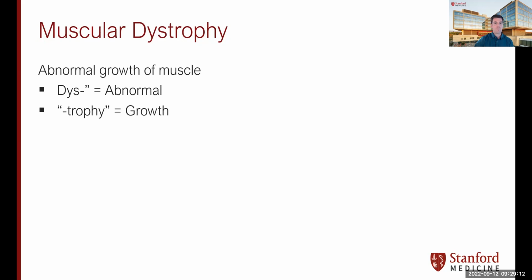Yeah. So that's exactly right. So y'all got it right on the head. So dys is abnormal, trophy is growth. So this is abnormal growth of muscle.